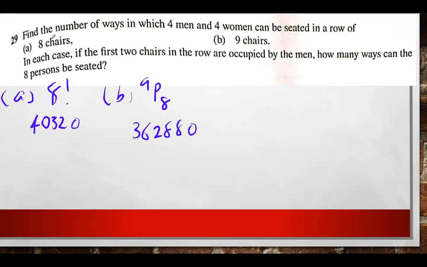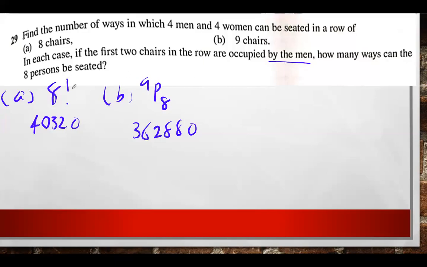In each case, in the case of the 8 chairs and the case of the 9 chairs, the first 2 chairs must be occupied by men. How many ways can the 8 persons be seated? Out of these 40,320 ways, kalau the condition is the first 2 chairs must be men. I don't know why. This is not a sexist question, but it's just the condition is that way. The first 2 chairs must be men. Try to figure out how many arrangements or how many ways can we arrange these 8 people.